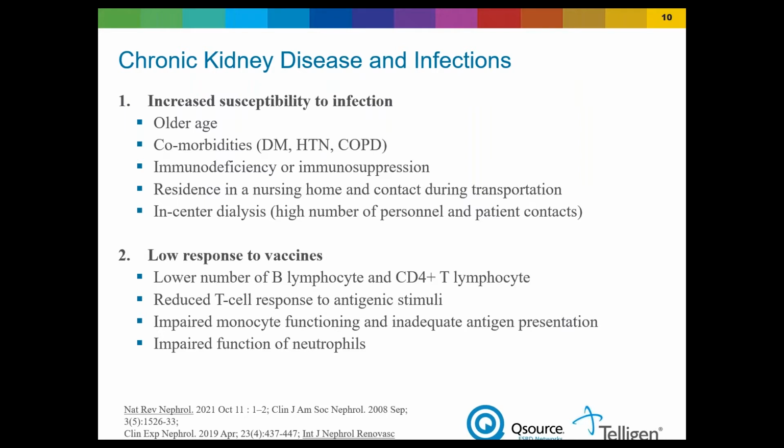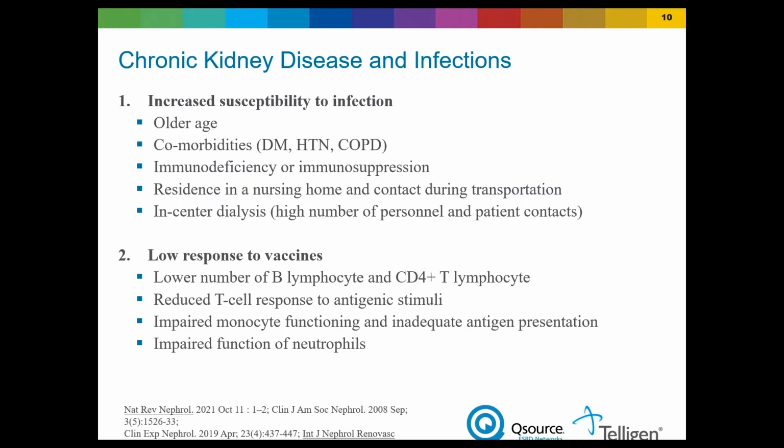Chronic kidney disease patients have increased risk of infections due to a number of reasons: older age, multiple comorbidities, including diabetes, hypertension, COPD. They often have immunocompromised states. Many of them come from a nursing home and have contact during transportation with many other patients. At the dialysis center, there are a high number of personnel and patient contacts that also predispose them to infections.